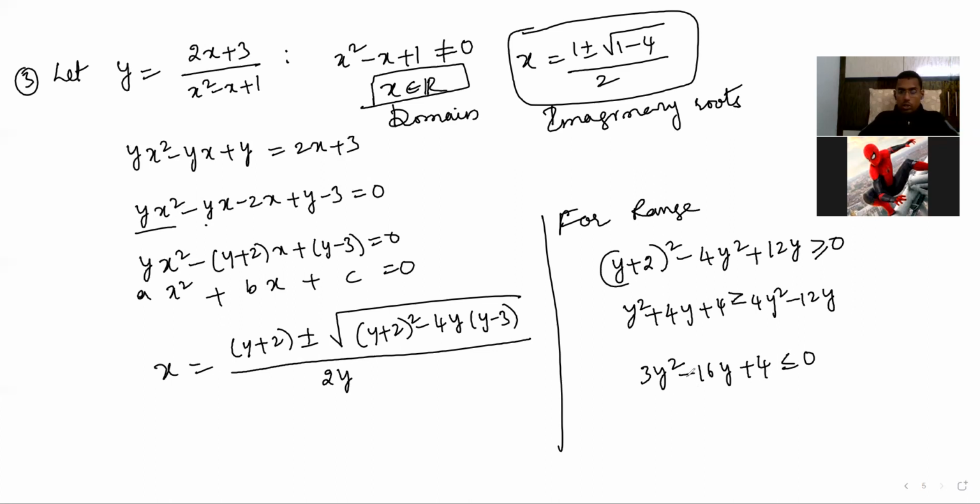We have to find out the roots, and then 4 into 3 is 12. So some complicated roots you get. Y equal to, here what you get is 16 plus or minus under root of b square minus 4ac, which is 256 minus 48. These are the roots, and y lies between the roots.